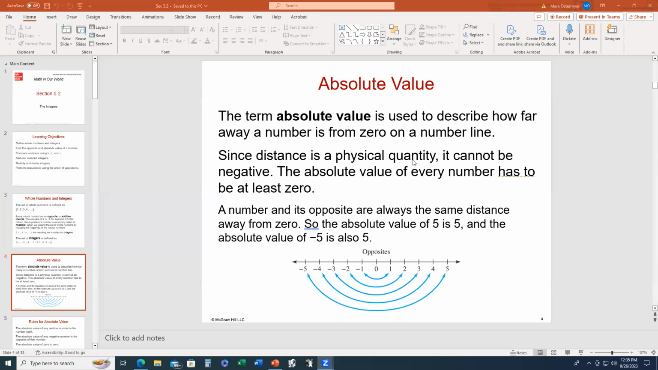Now, the absolute value of a number basically just describes how far away from 0 the number is. So when you take the absolute value of a number, it's always going to return the positive value of that number because we're just interested in how many units away from 0 the number is. We're not really concerned with whether it's to the right of 0 or to the left of 0.